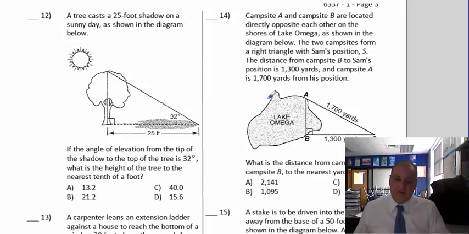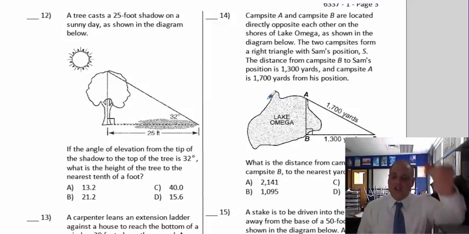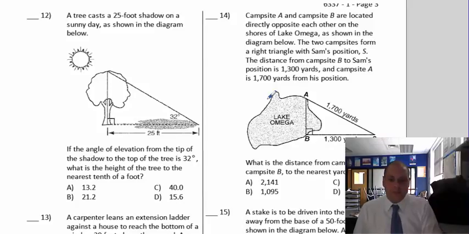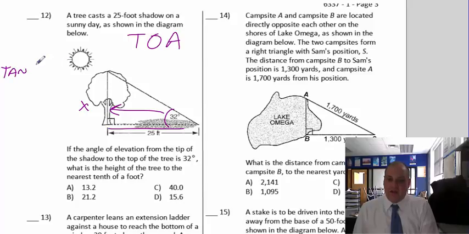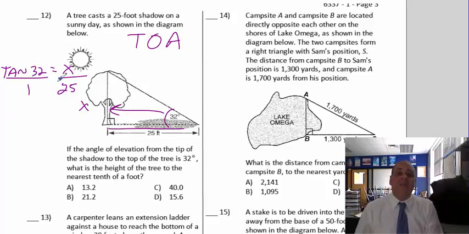All right, number 12, we have a tree casting a shadow. Shadow is cast on the ground, which is shown in the diagram. We want to find the angle of elevation. Oh no, we're given the angle of elevation. We want to find the height of the tree. So it's opposite, and this is adjacent. TOA, okay, opposite, adjacent. Tan 32 equals opposite x over adjacent 25, sorry. And then cross multiply, and 25 times the tangent of 32.